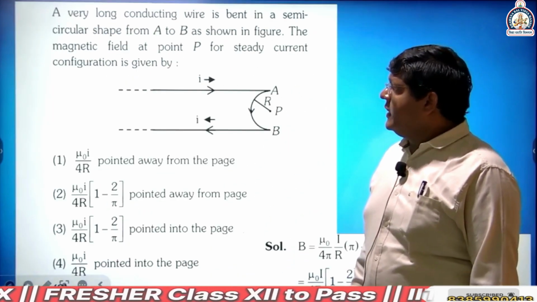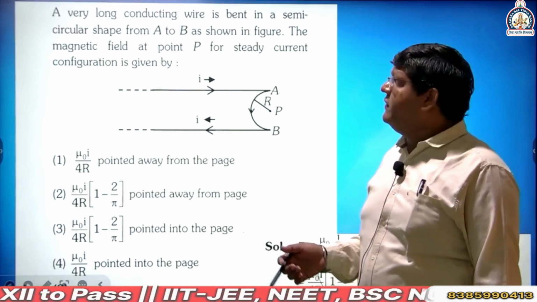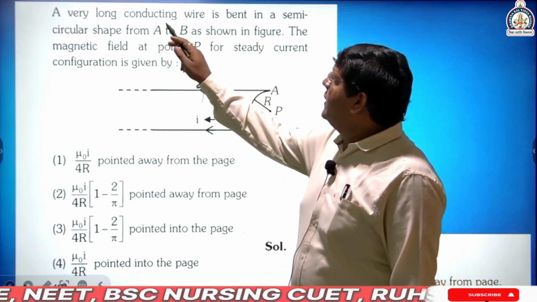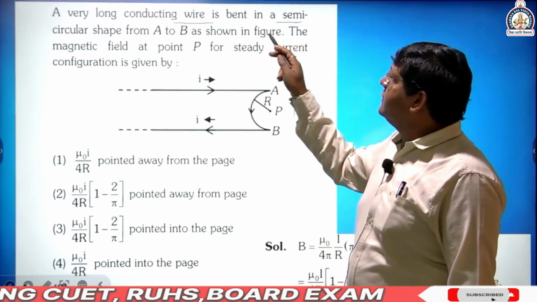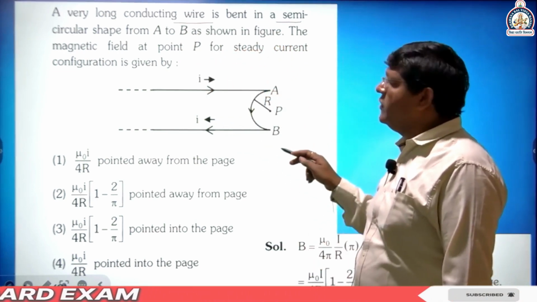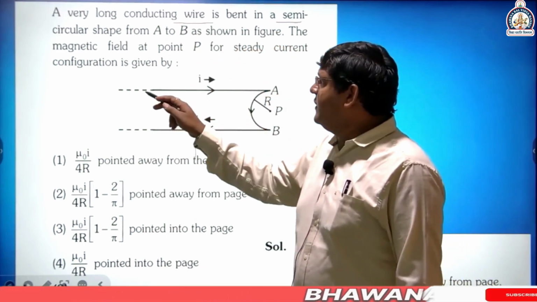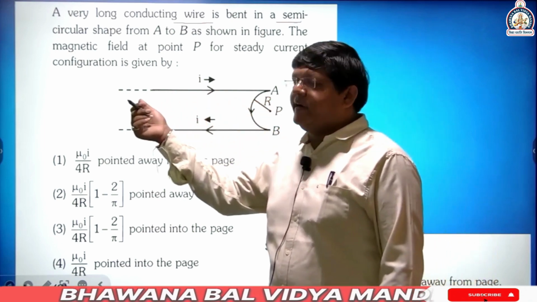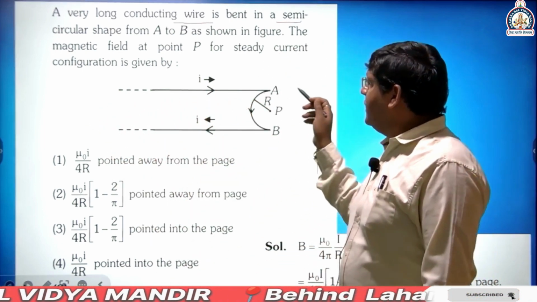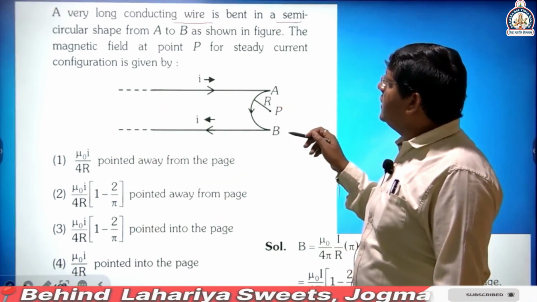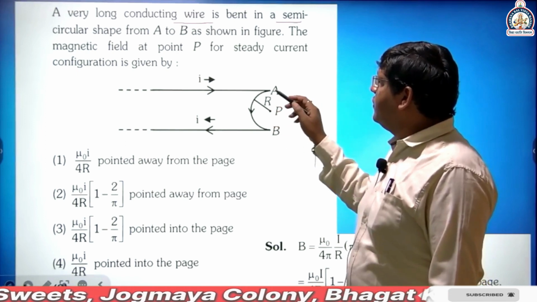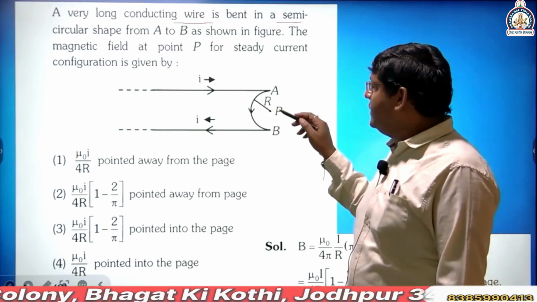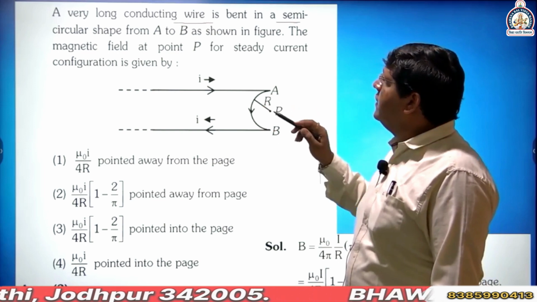The next question is also related to the magnetic field concept. Question says, a very long conducting wire is bent in a semicircle from A to B as shown in the figure. You can see there is a very long wire that is shown by the dash portion. It is bent in the form of a semicircle from A to B. That's why it is having a radius R.